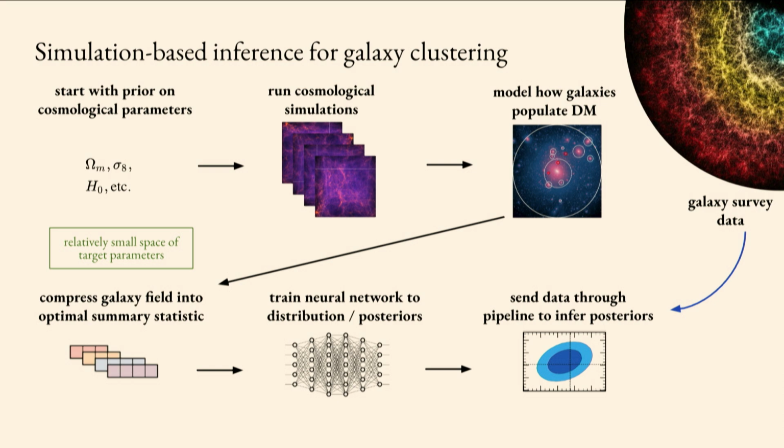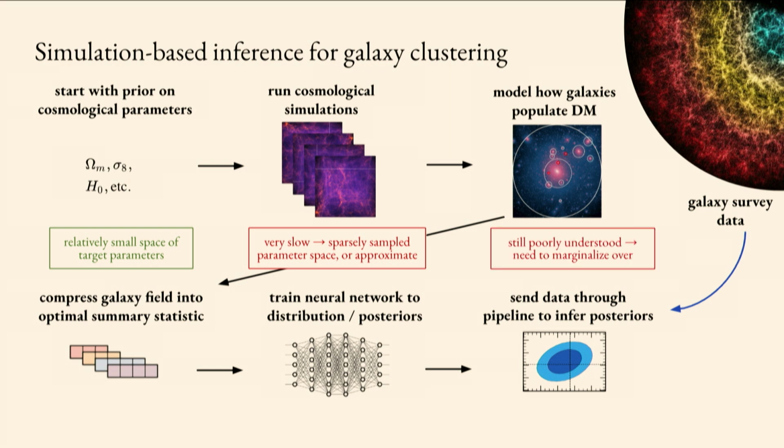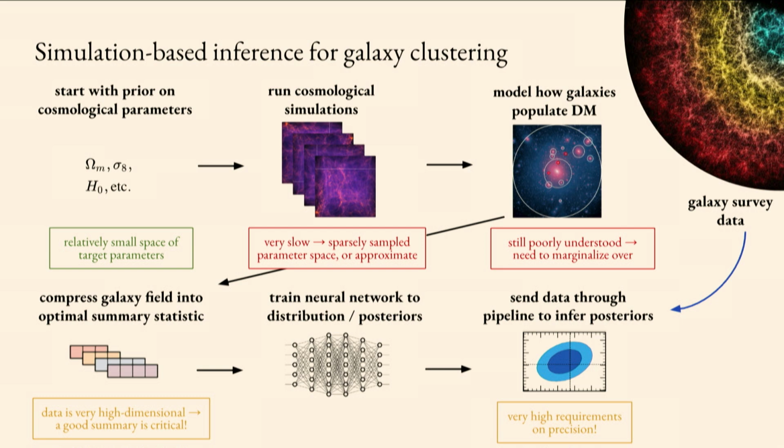On the good side, we have a pretty small space of target parameters that we care about, but we have very high dimensional data that is really slow to generate on the cosmological parameter side. And then we just discussed that it's a difficult problem to model how the galaxies populate this dark matter, so we have to marginalize over that. The data, finding a good summary is important, and finally, we really have to get this precision right.